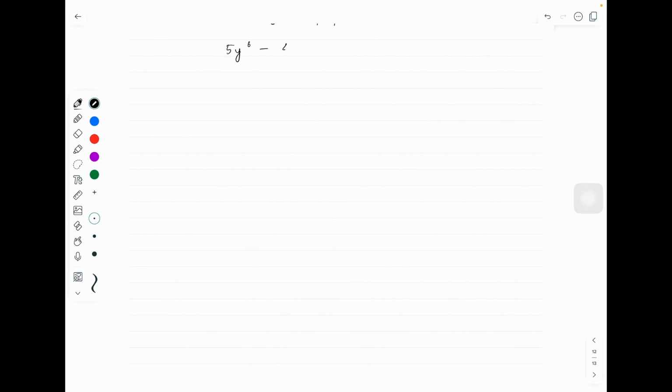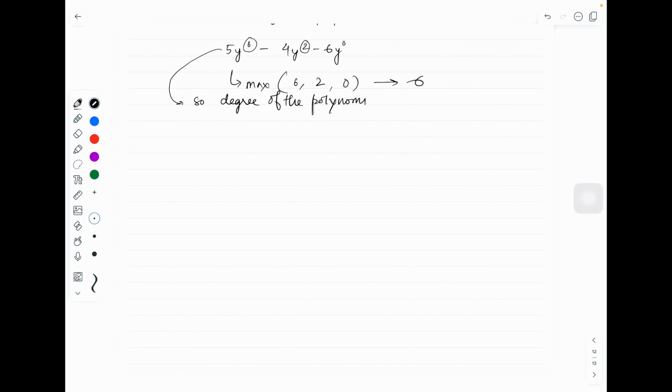One more example: 5y to the power 6 minus 4y square minus 6. I have to find the maximum of 6, 2, and 0. Maximum of 6, 2 and 0 is 6. So the degree of the polynomial equals 6. Understood?